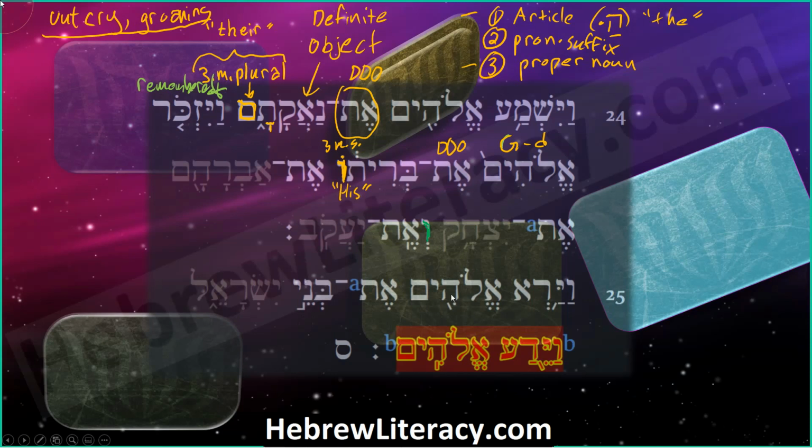Vayar Elohim et bnei Yisrael. Vayeda Elohim. Okay. So what is Vayar? God saw. And God saw. Very good. And we were just talking about that, right? About him seeing and what that really means.